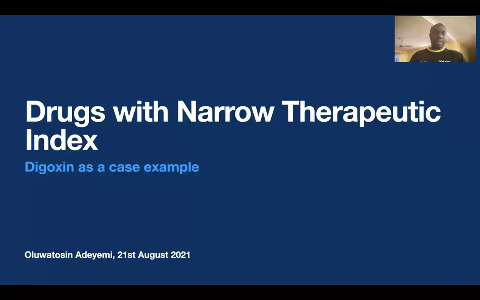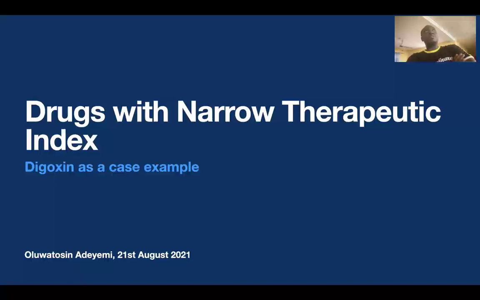I want to quickly talk about narrow therapeutic index drugs, using digoxin as a clinical example. The thought behind doing this is providing you with tools to examine medicines that may be toxic at very little variances in their dose.